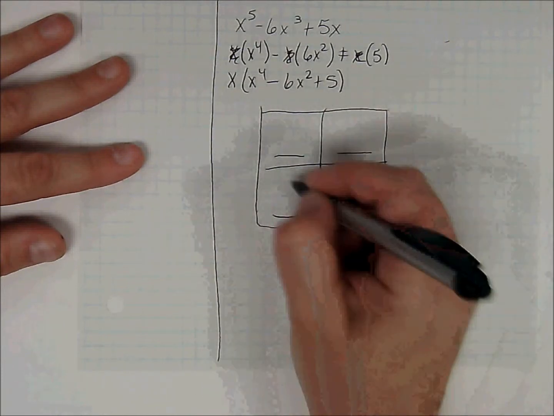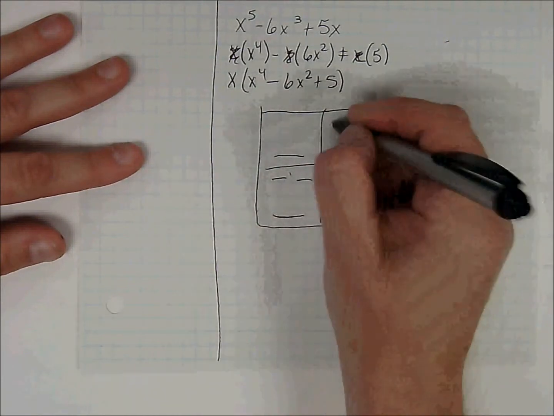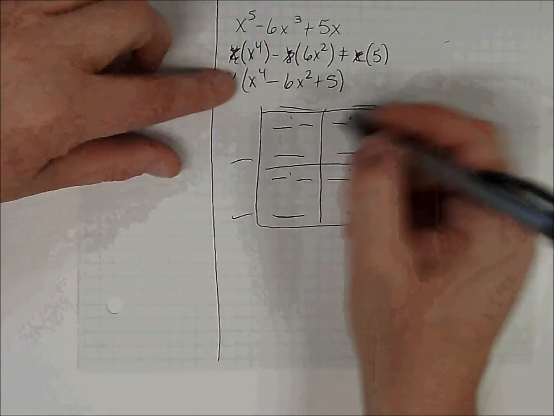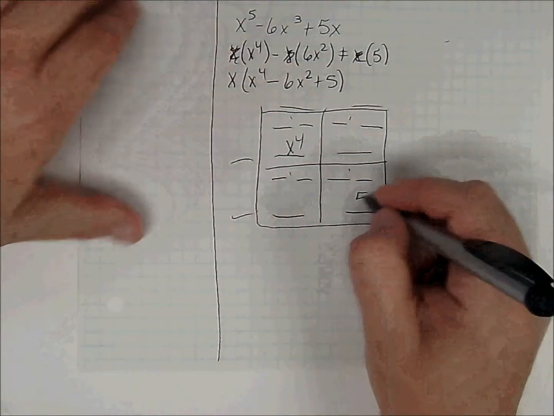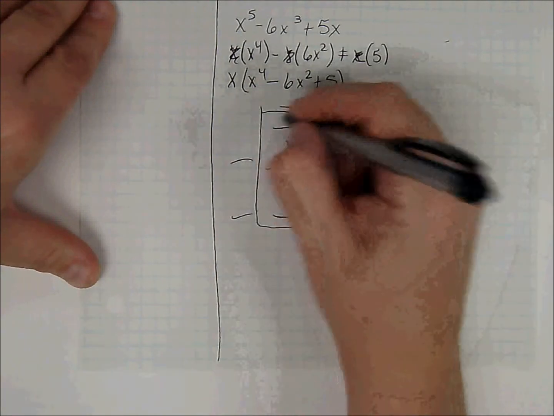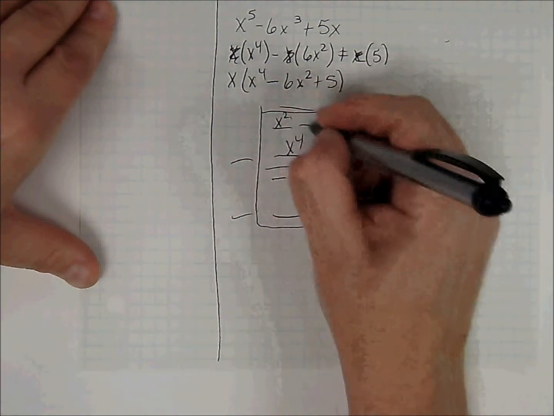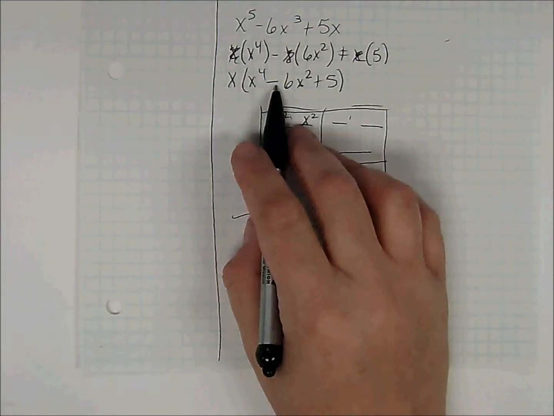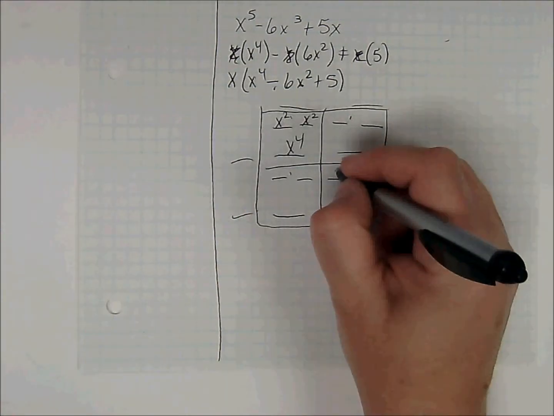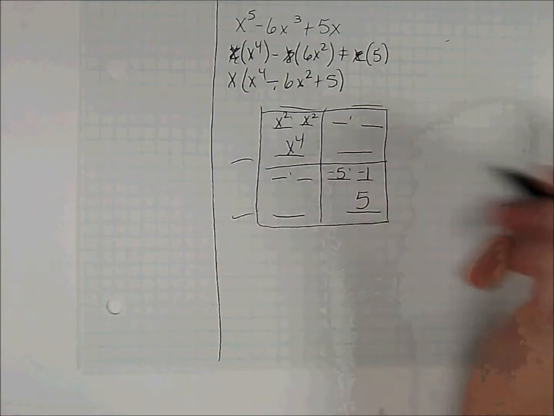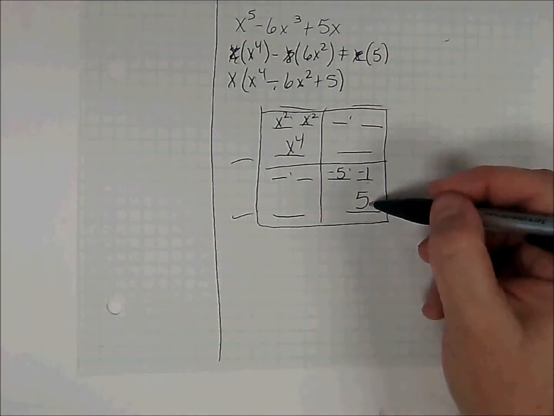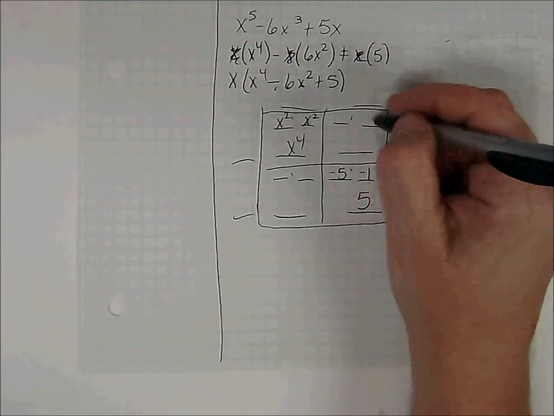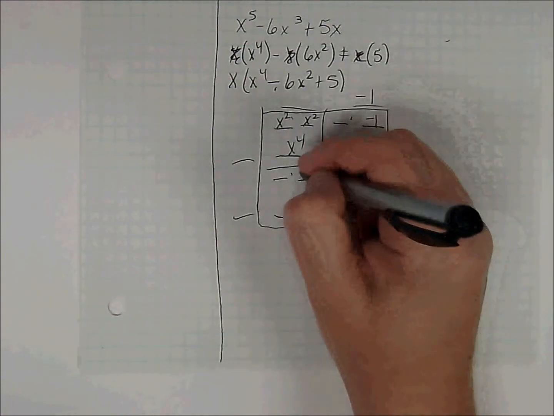And take the 15 seconds to draw the box out completely first. X to the fourth and 5. This is probably because there's an x squared in the middle, x squared and x squared. And look, it's negative 6. So this is going to be a negative times a negative. So negative 5 and negative 1 gives me a positive 5. And negative 5 and negative 1 added together gives me negative 6. So I think I'm on the right track.